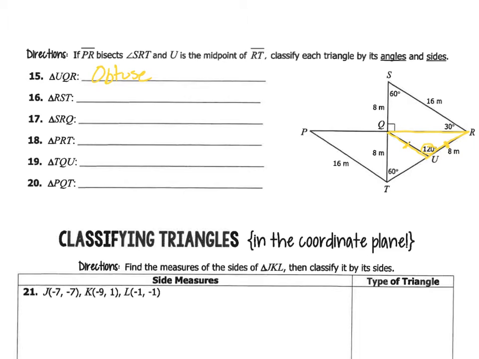And then do we have any sides that are the same? Two sides, three sides, or no sides? Two sides, so it'd be isosceles. Okay.